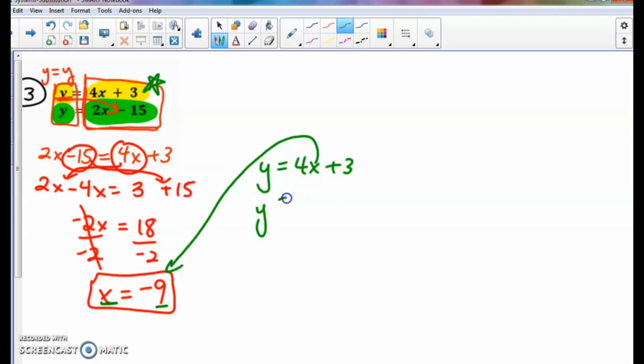So it's going to be y equals 4 times x, which is 4 times negative 9, plus 3. 4 times negative 9 is negative 36, plus 3. Negative 36 plus 3 is negative 33.